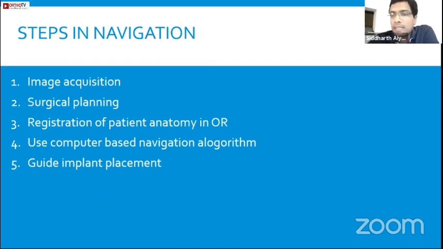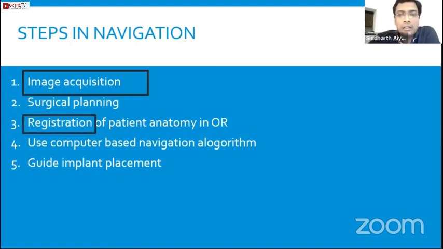In the truest sense, there are 5 basic steps to navigation. You have to acquire an image, you have to plan your surgery. There is a process of registration of the patient inside the OR. Then you have a computer-based algorithm which connects the two, the image acquired and the registration performed. And then you go ahead and place your implants and guide implant placement with the algorithm that's generated. The two cornerstones in this are the image acquisition and registration.